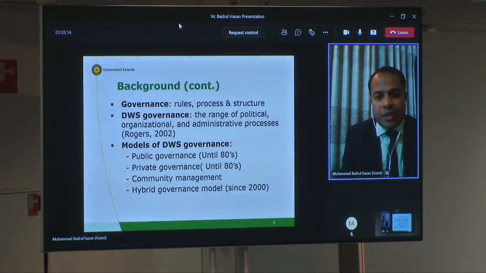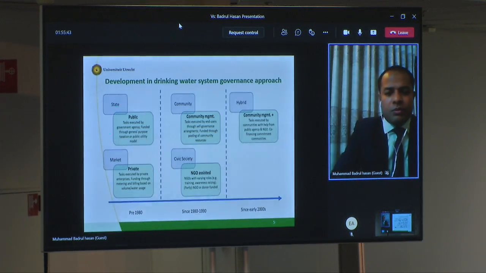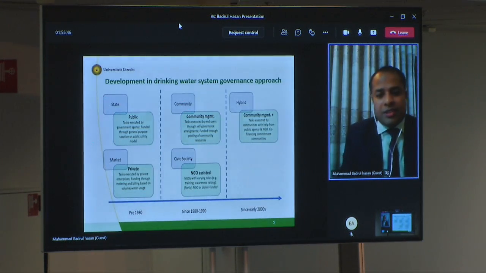Governance, particularly in the case of drinking water systems, means the rules, processes, and structures to make decisions and implement those decisions pertaining to the operation and maintenance of drinking water systems. So far, different types of governance models have been experimented with across the global south in order to ensure the optimal performance of shared drinking water systems. This is the picture where we can have a look.